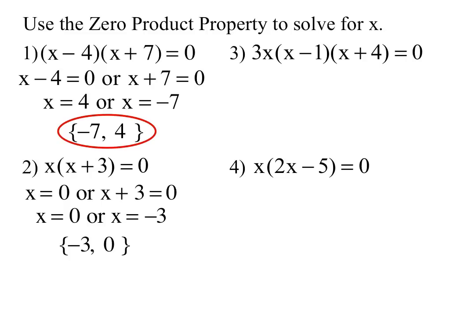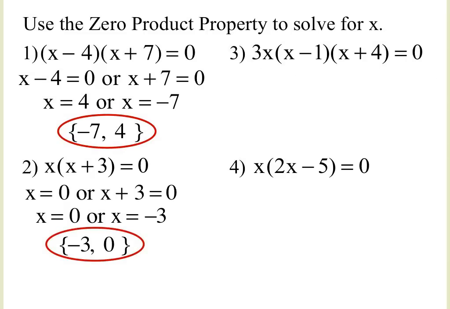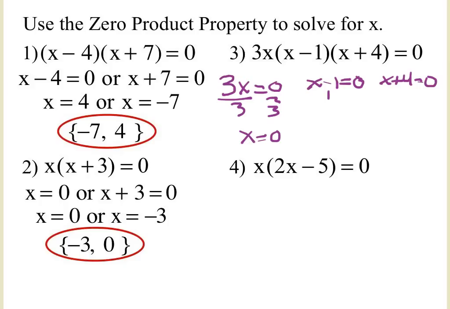Now in the next one, it's not that much different. The only difference is I have 3 factors. So again, if 3 numbers multiplied together equal 0, that means we just have to set each of them equal to 0. Let me write it out for you. So 3x will equal 0, x minus 1 equals 0, and x plus 4 equals 0. And then we know divide by 3, x equals 0, add 1.